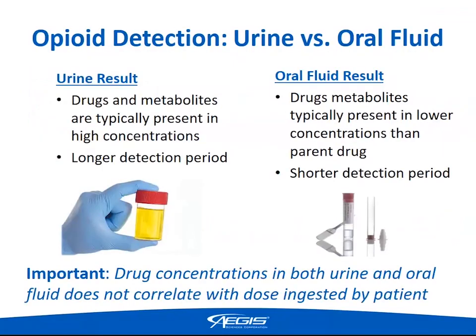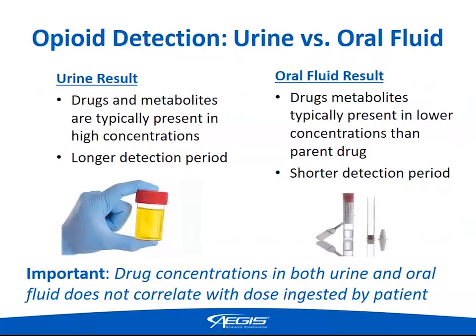Now let's talk about opioid detection in urine versus oral fluid. In urine results, you see drugs and metabolites typically present in high concentration with a longer detection period. The detection period for most opioids is up to 5 days in urine, except for a few drugs such as buprenorphine, which is seen up to 7 days, and methadone, up to 10 days. In oral fluid results, drug metabolites are typically present in lower concentration than the parent drug, and the detection period of drugs in oral fluid is typically up to 48 hours.